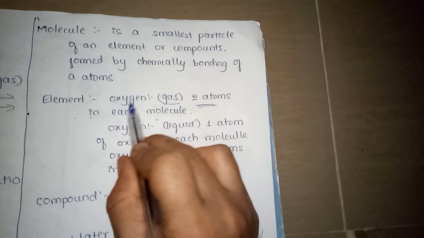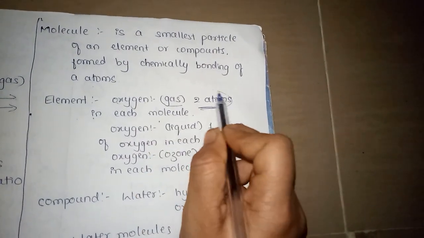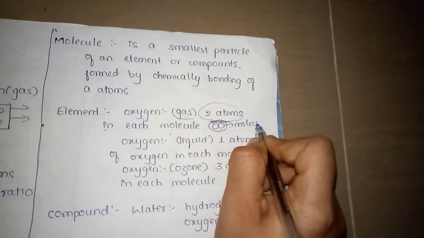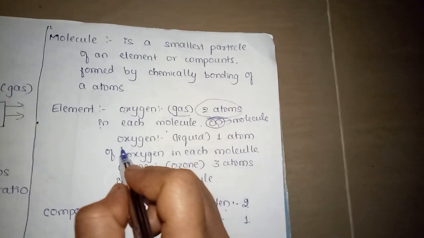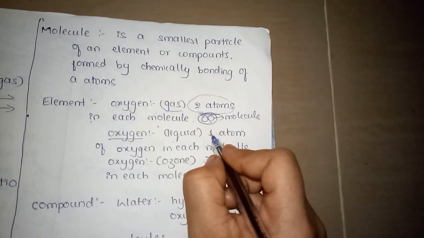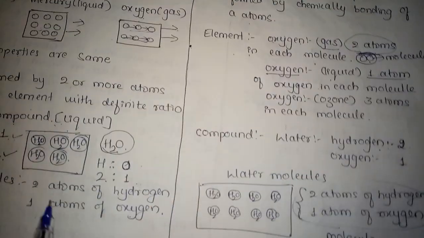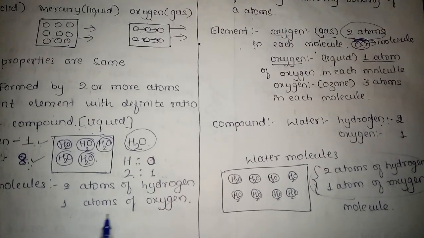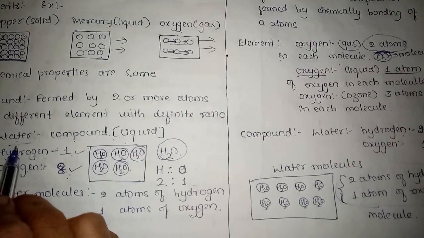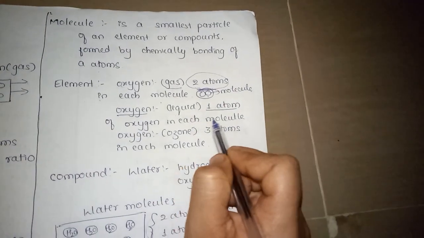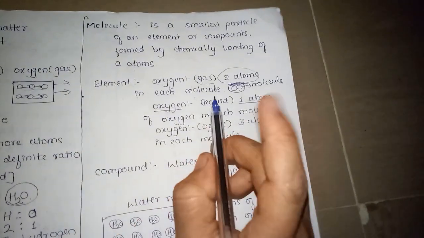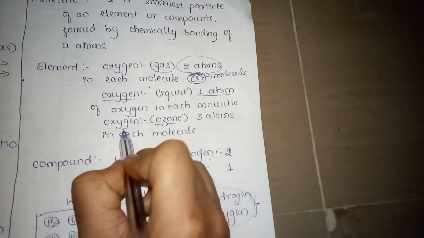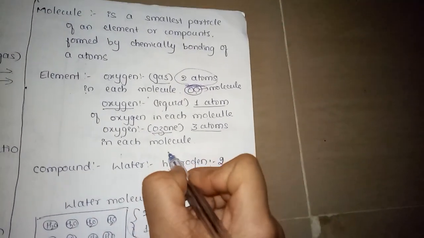Oxygen, when it is in the gaseous state, has 2 atoms tightly packed in each molecule of oxygen. Whereas oxygen in the liquid state has only 1 atom, as we have seen in the previous section. 1 atom of oxygen is taken in the water. In the same way, each molecule of water contains 1 atom of oxygen. But whereas in the ozone layer, each molecule of oxygen contains 3 atoms.